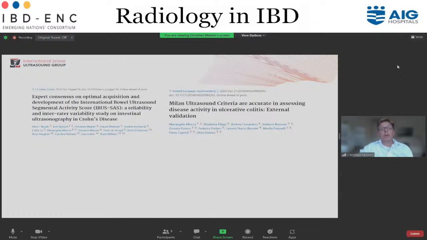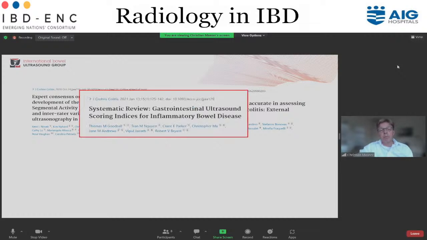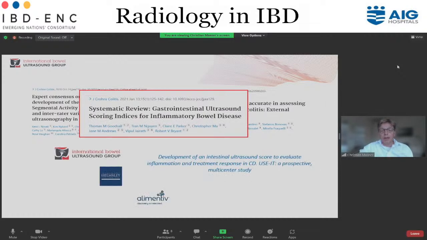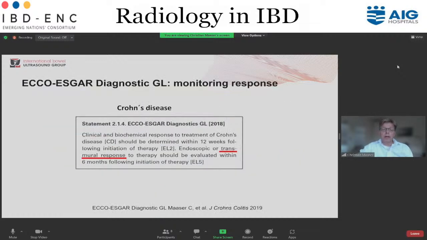Then the next question is, do we have an activity score like in endoscopy? We do have various activity scores for Crohn's disease as well as for ulcerative colitis, just two examples here. Most of them are reviewed in a paper, but so far we don't have a really validated score, and the International Bowel Ultrasound Group is currently working on development of such a score. We are halfway through, and hopefully in 1.5 years we have a validated activity score for intestinal ultrasound in Crohn's disease as well.